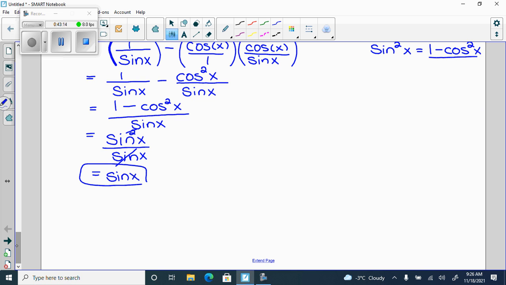Okay, example you're going to try. Simplify. Simplify just means you have something that's larger and you need to make it smaller. That's all it means. Part of the question.